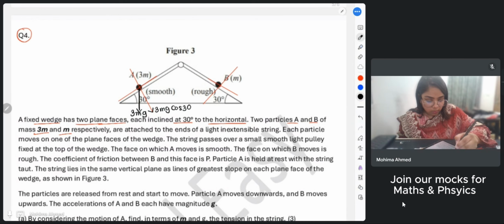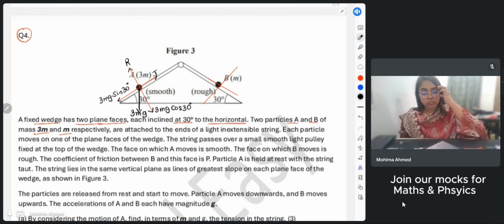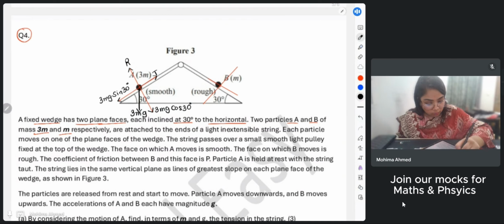And on the upward, it's R. This is 3mg sine 30 degrees, and this is the value for your T. Right. Other than that, it doesn't have any other forces acting on particle A because it was on a smooth plane. For particle B, it would be different. For particle B, it has a weight of just mg, and on the downward force, it will be mg cos 30 degrees, right? And this is for this part. And on the downward plane, it is going to be mg sine 30 degrees.